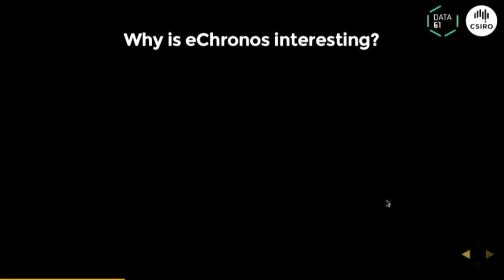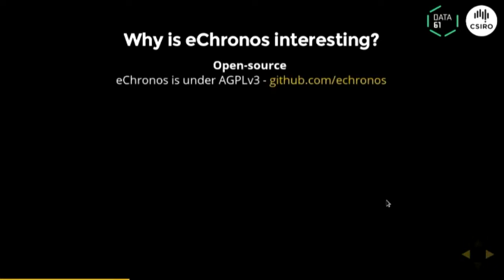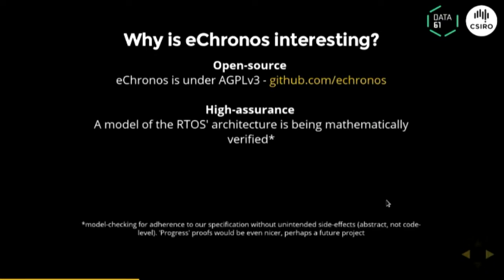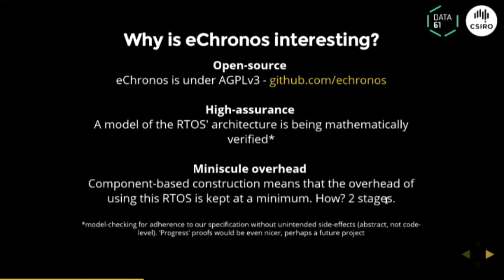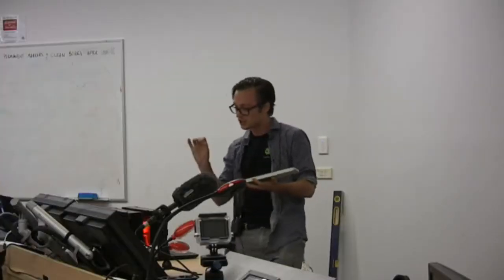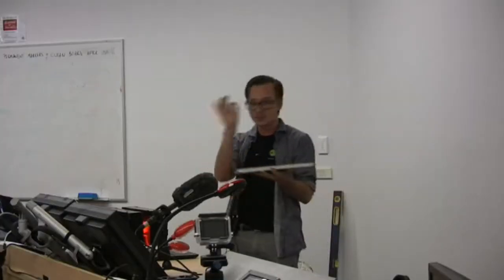So besides the fact that the people I work for made it, it's actually interesting. It's open source. You can go and have a look at it on GitHub if you're interested. It is currently going through a formal verification process, the architecture is, which is extremely interesting and very rarely done for real-time operating systems. And it is absolutely tiny. I'm going to explain why it's absolutely tiny soon, but the stage of making eChronos really tiny occurs in two different steps.